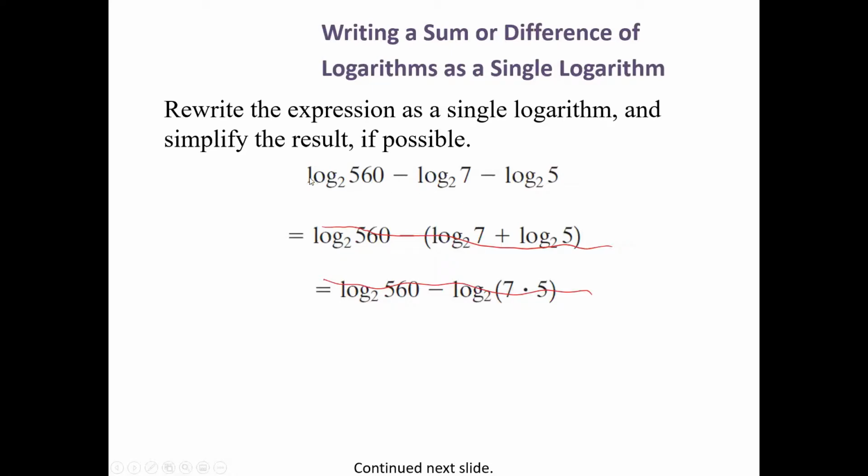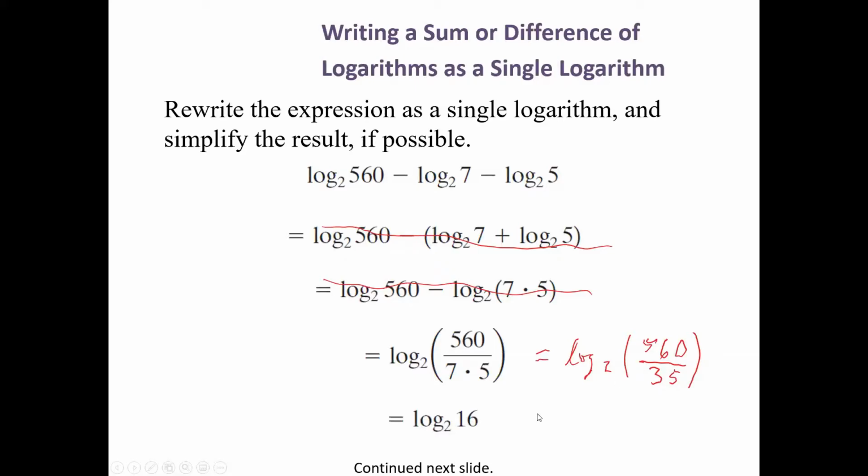What I would do is I would say I've got a positive for the numerator here, and I've got 7 for the denominator and 5 for the denominator. So I would go straight from this step to that step. Now, 7 times 5 simplifies to 35. And then 35 will actually divide into 560 16 times. But we're still not finished because 2 to the 4th power is 16. So we can simplify this log 2 of 16.